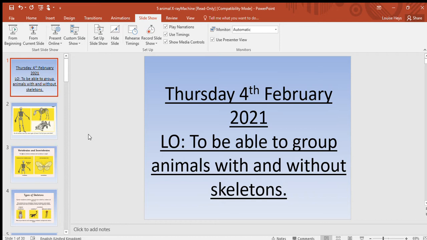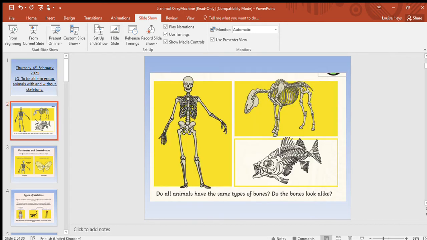So today in science we're going to be learning about the animal skeleton. Now last week we looked at the human skeleton and today we're going to take a closer look at the animal one. Now, do all animals have the same types of bones? Well, us humans have the same types of bones, all the same shape and size. However, animals have different types of bones.